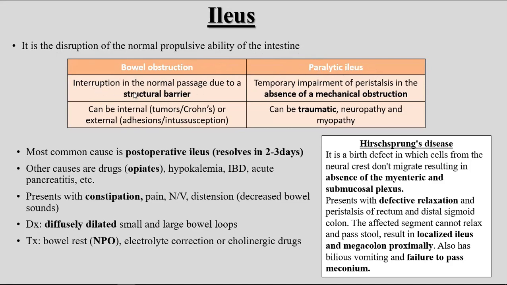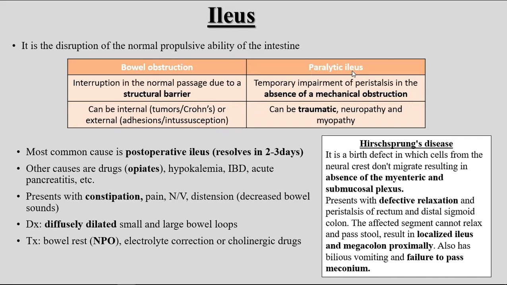Bowel obstruction is when you have an interruption of the normal passage because of some kind of mechanical structural barrier, which can either be internal, so you can have some kind of colorectal carcinoma or polyp or Crohn's disease, which causes all this scarring and inflammation, because of which you can't move the food down and the peristalsis isn't happening, or it can be external, like adhesions after surgery, or intussusception, which is the most common cause.